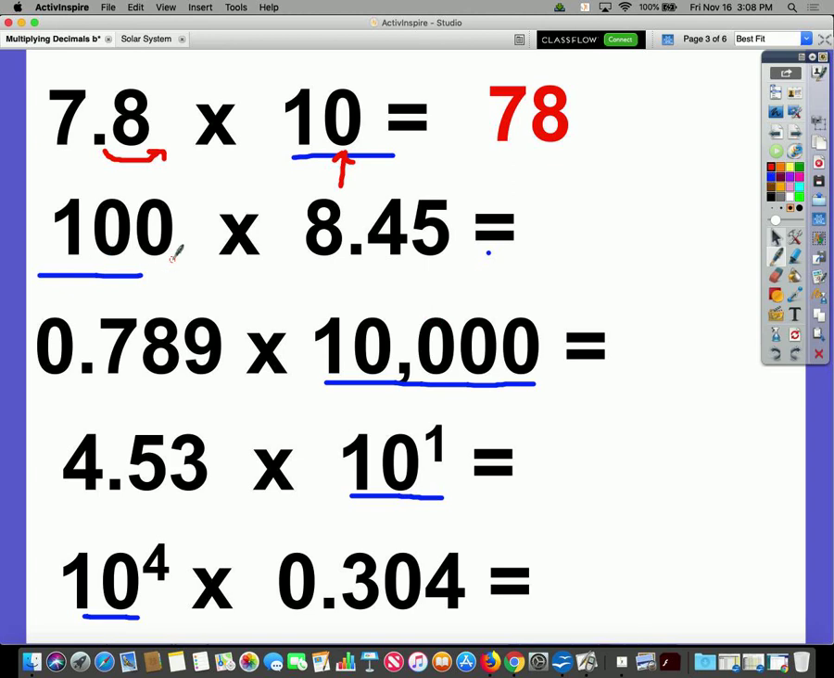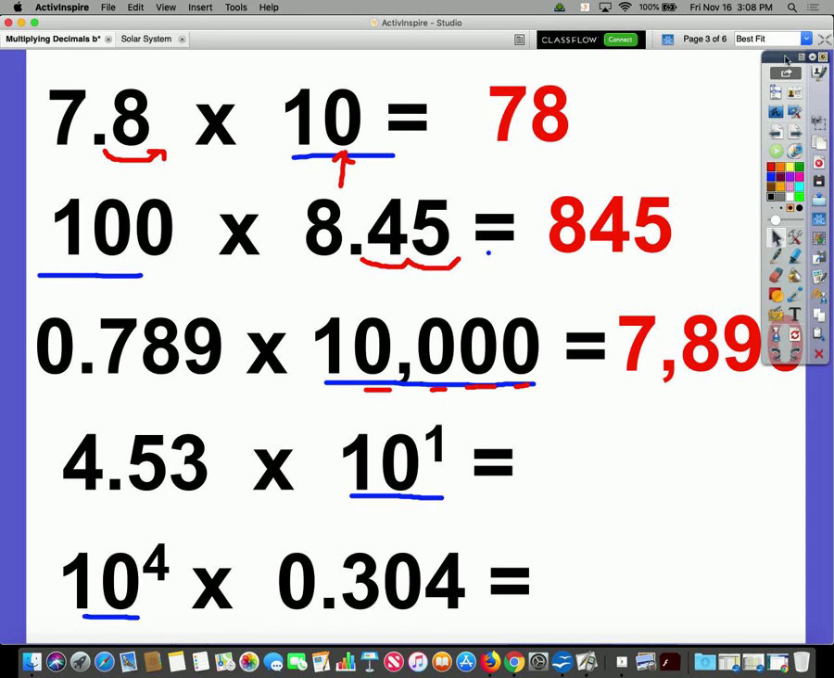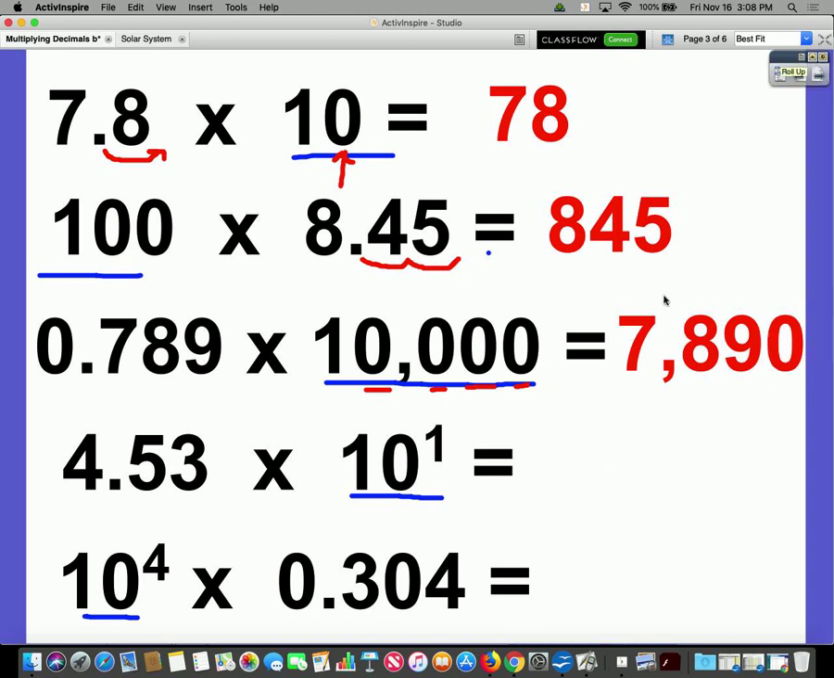Then if we multiply by 100, 100 has 2 zeros, which means we're going to move that decimal 2 spots, which means this one will become 845. This one has 4 zeros, which means we're going to move this decimal 4 spots to the right, and if you do that, you get 7,890. Okay, so on and so on.